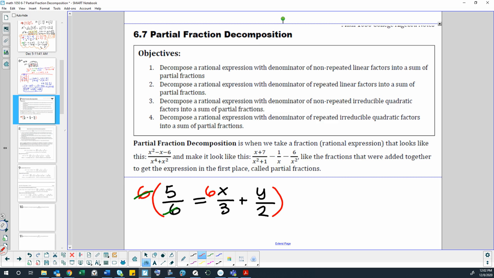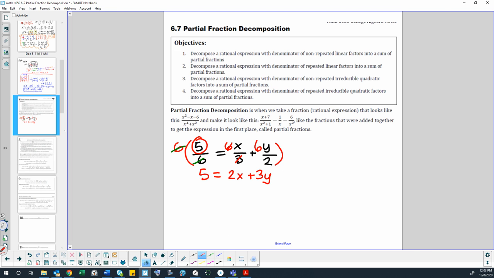And we multiply by 6 here, and we get 6, 3 goes into 6 twice. So this 5 is left over. If the 3 went into the 6 twice, we have the x left. And then the 2 will go into the 6 three times. So we know that whatever x and y are, 5 equals 2x plus 3y, right? So that's an equation, like in our system of equations, isn't it?